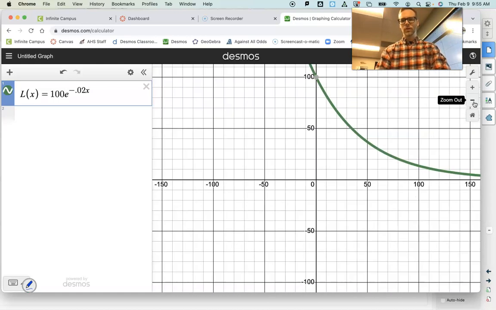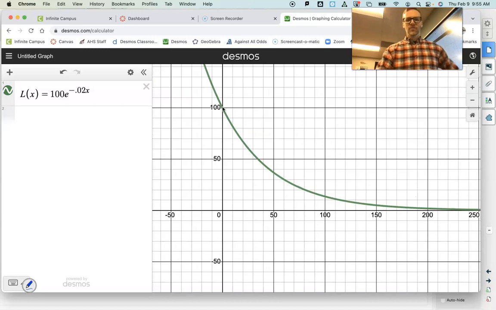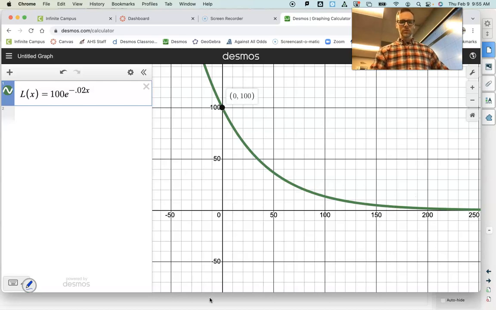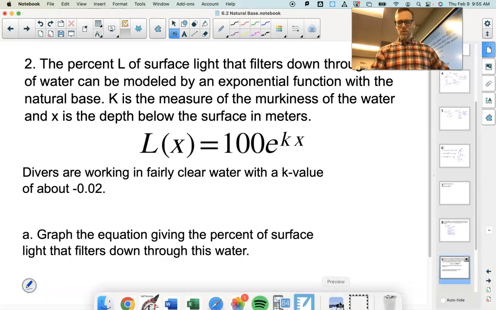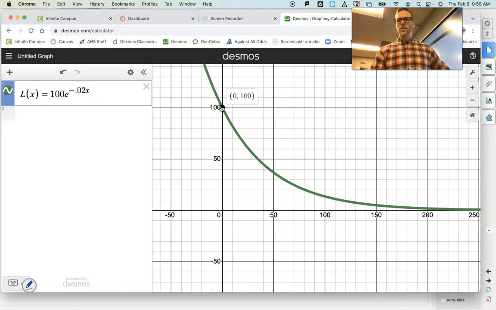Where is it? Well, we have to zoom out here. There we are. When x is 0, what is this, meters? We're 0 meters deep. We have 100% of the surface light. But as we go deeper and deeper, the less light is making it down. Notice, according to our model, we'll never get to total darkness where 0% of the light is present. But even at like 200 meters deep, we're only getting 1.8% of the light from the surface. That's going to be really, really dark.